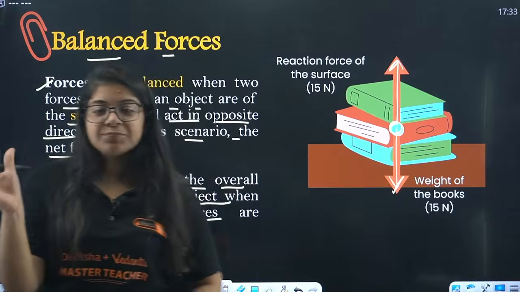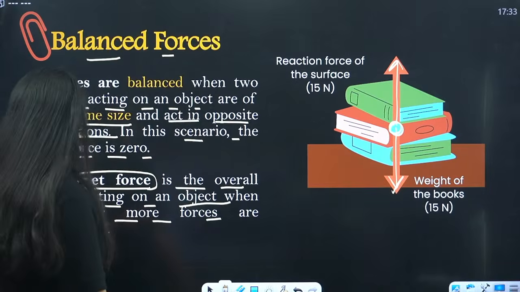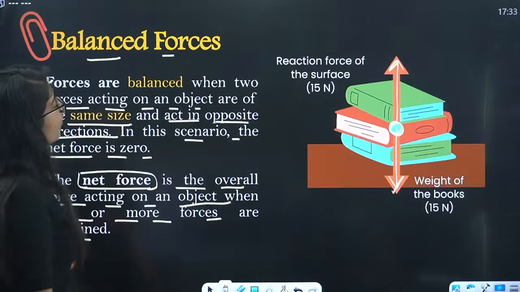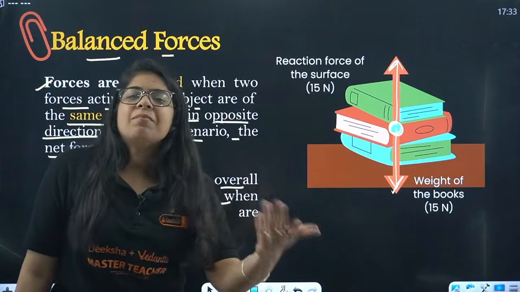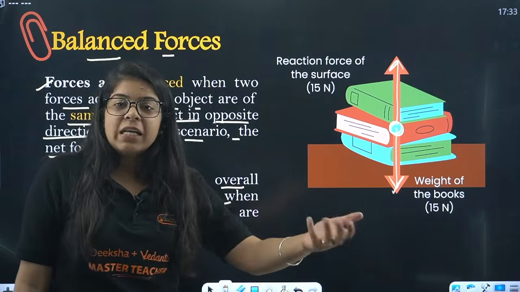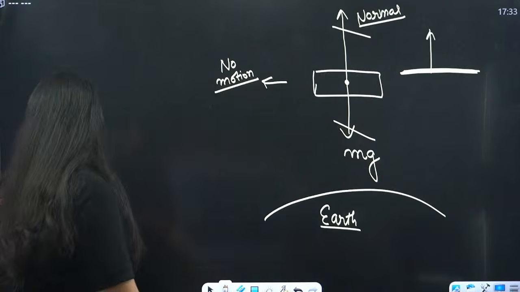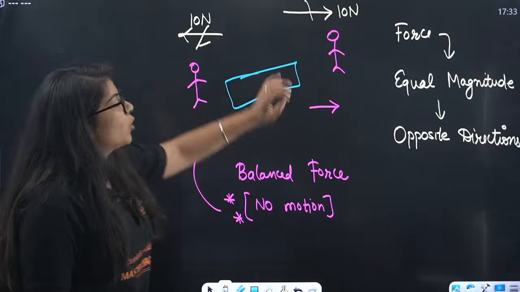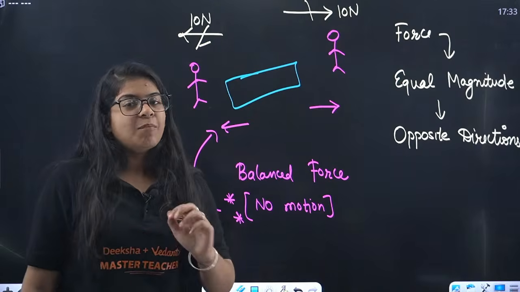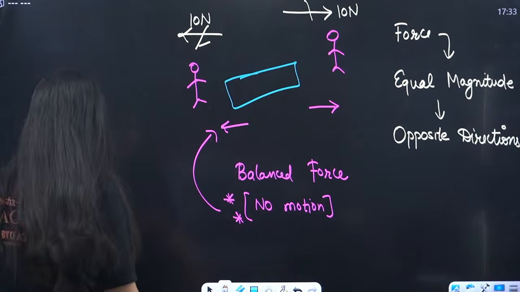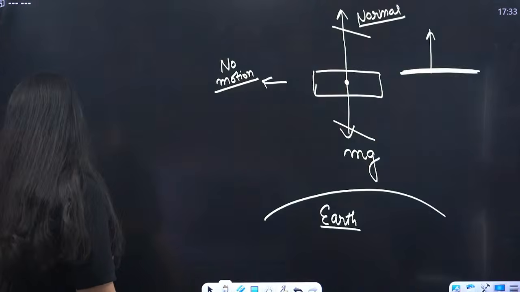Okay, let's move on to unbalanced forces. Now you can clearly see what unbalanced forces will be. One force will be greater, one force will be less, right? Now imagine, beta, we had this example, right? You and your twin. Now I'll give you an example of me, a personal example.